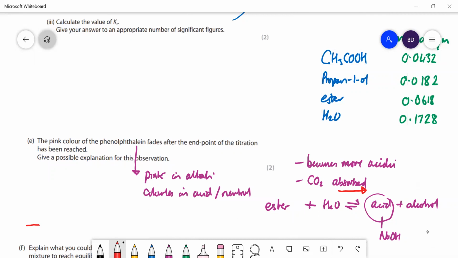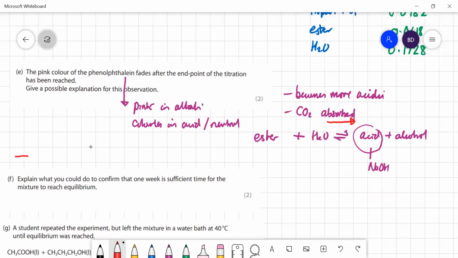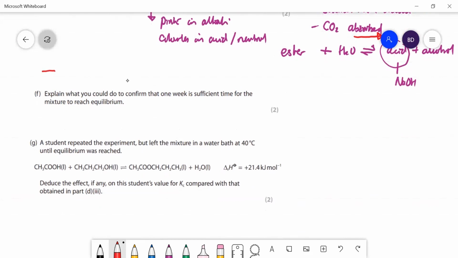I think it's the last question. Explain what you could do to confirm that 1 week is sufficient time for the mixture to reach equilibrium. Well, you could leave it for a week, and then you could do another one and leave that for 2 weeks, and if 1 week is sufficient, you should get the same value for Kc whether you leave it for 1 week or not.